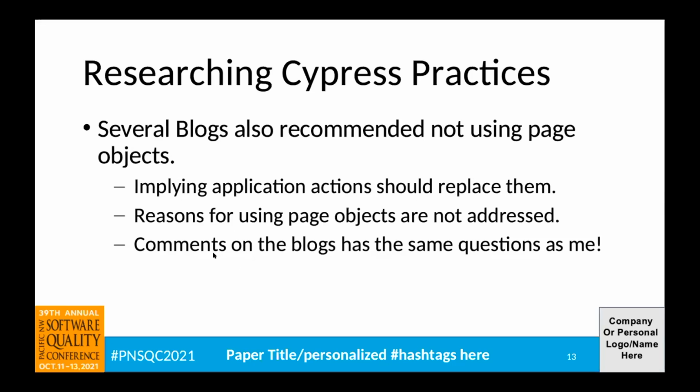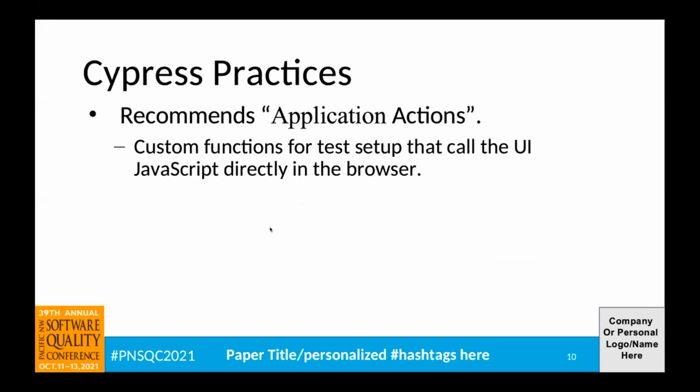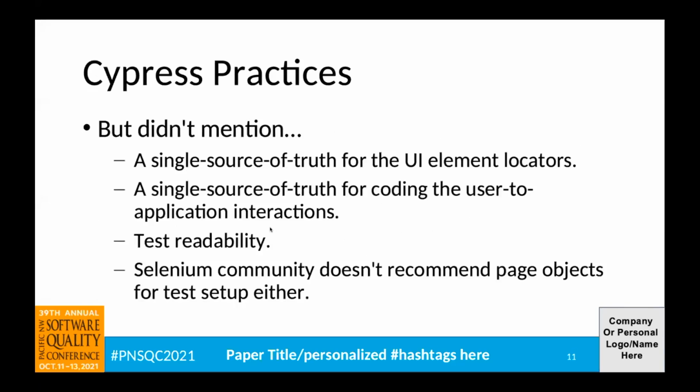On at least a couple of the blogs, I looked at the comments, and all the comments had the same questions that I'm having, that they're not actually addressing the reasons for using page objects. Now, if they had a response, say, we don't use page objects because even though the locators are copied, Cypress is so easy to work with that you can easily update the code and move on, that would be an argument that I could absorb and then evaluate further, but I never heard anything like that.